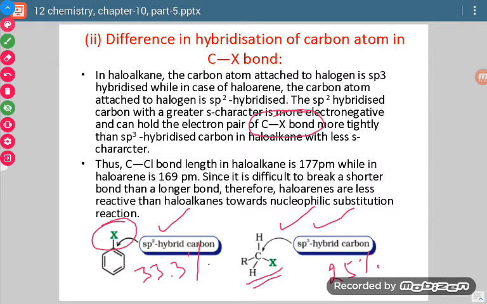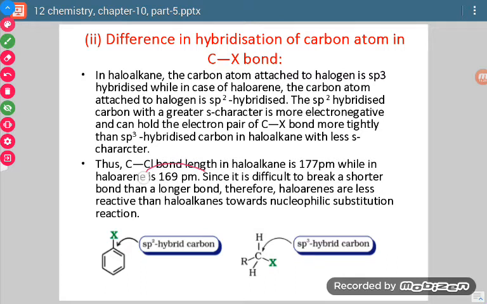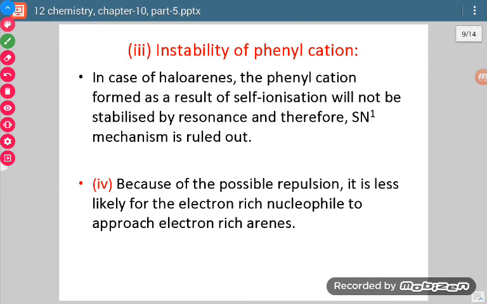Okay, so because of this, it becomes difficult to break the bond. Because of more attractive force, because of more strong bonding of the C-X bond in case of haloarene, its bond length becomes less, and so more energy is required for its breakage. Whereas in case of haloalkane, the bond length is larger because of less attractive force, so it is easier to break this bond. So we can say that haloalkanes are more reactive than haloarenes.